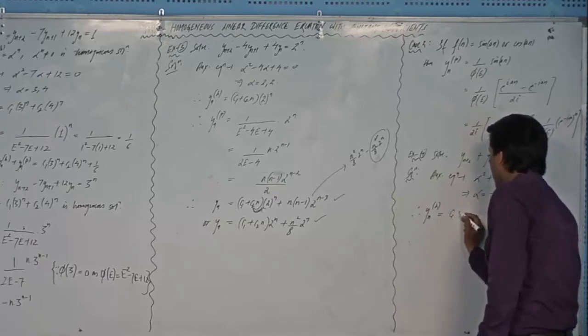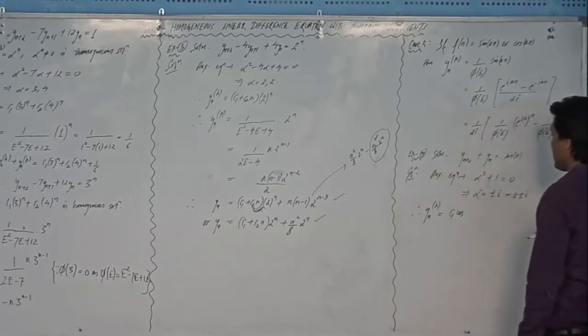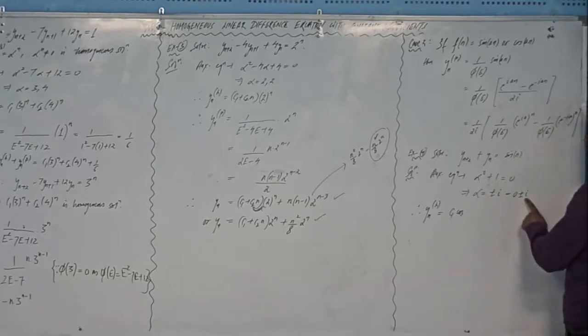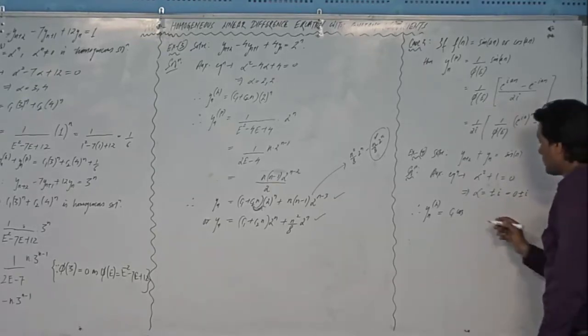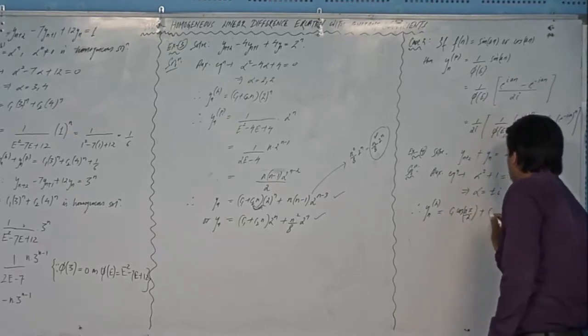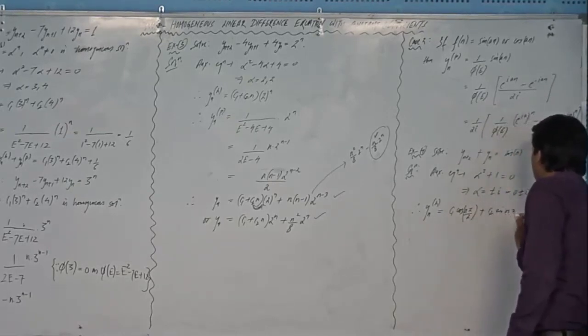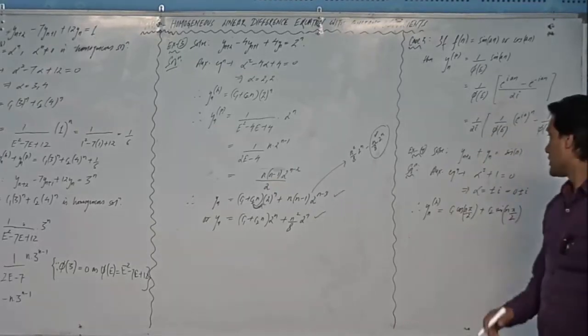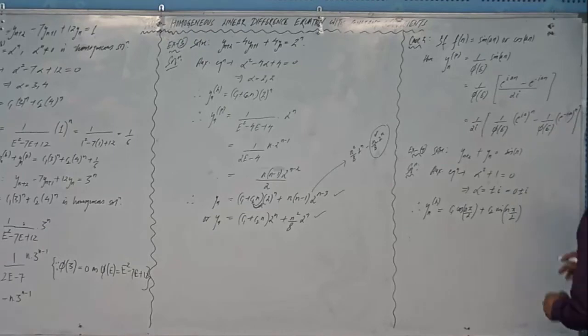And c1 times cos n theta, and what is theta? Theta will be tan inverse b by a, that will be pi by 2, so cos n pi by 2 plus c2 sine n pi by 2, right. I have directly applied that formula, okay. And yeah, this is my homogeneous solution.